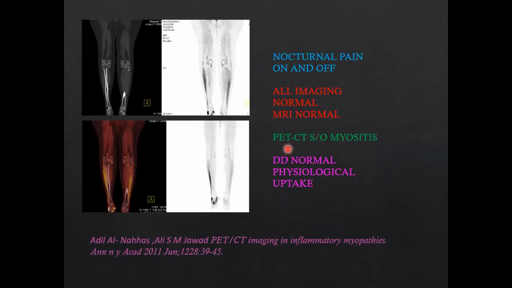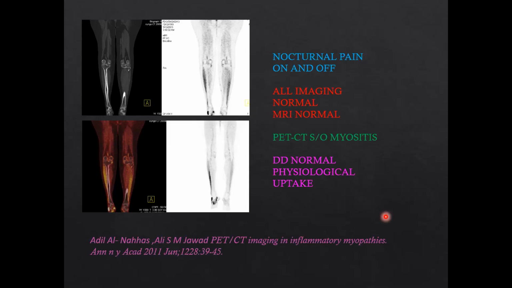So, PET-CT shows a focal area of uptake which was consistent with myositis, but the differential is normal physiological uptake. However, with the history of nocturnal pain on and off, it does not match either myositis or a normal physiological uptake. So this can be an inflammatory myopathy, some sort of a different entity.